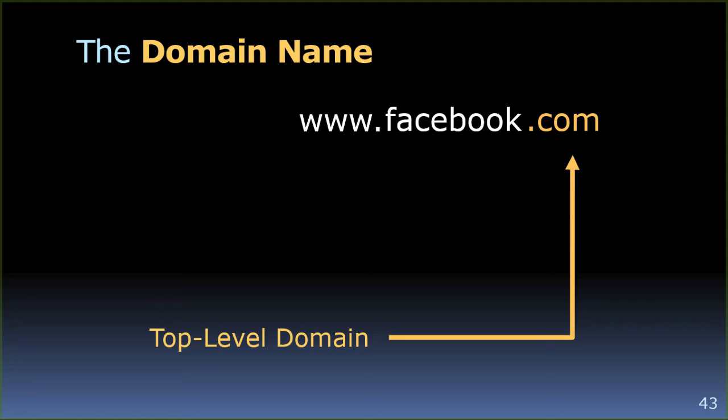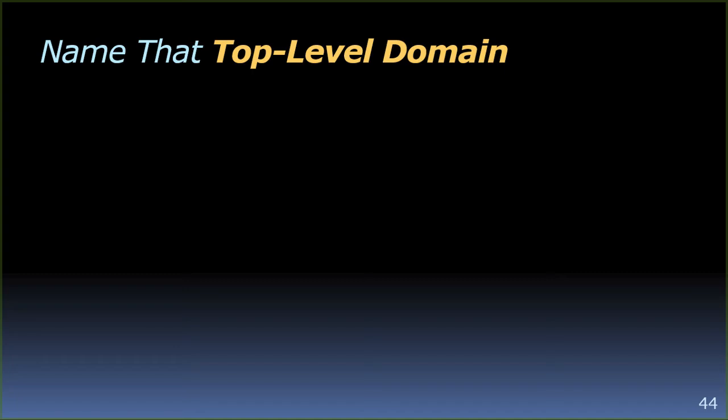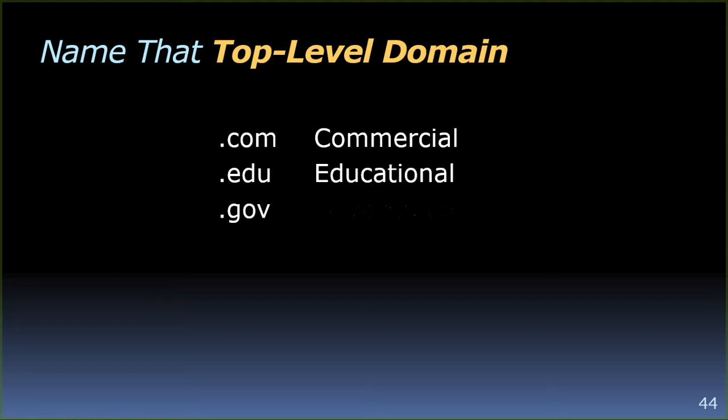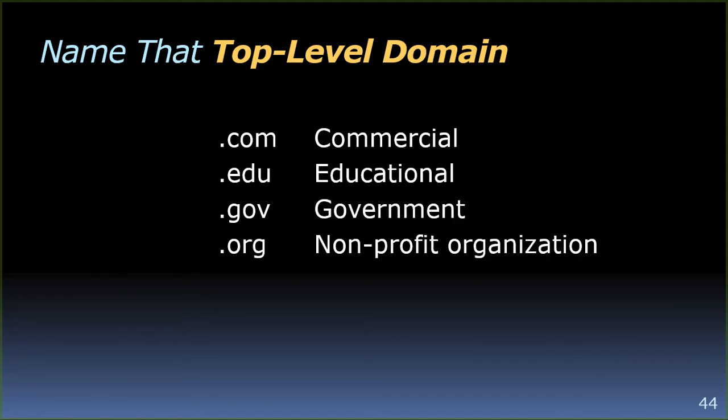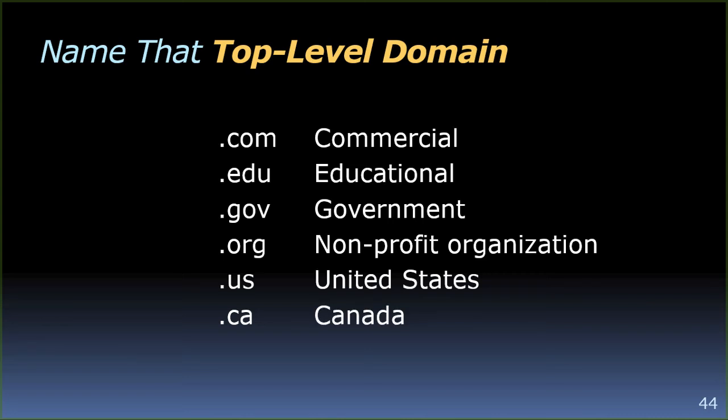Okay, top level domain. And what does that do? Basically, the top level domain tells what kind of domain it is. And .com, of course, we know is a commercial site. .edu is an educational site. .gov is a government site. .org is a nonprofit organization. .us means it's a site in the United States, and .ca is in Canada.